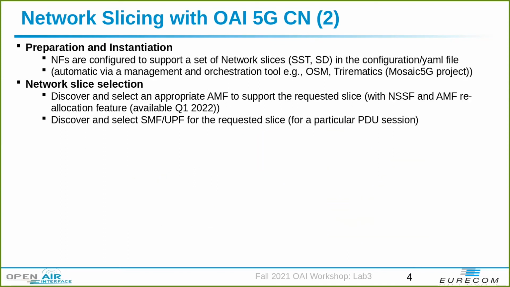So let me briefly explain how the OAI core network supports network slicing from a practical point of view. The first step is to design the network by configuring the network functions with the corresponding parameters. In this lab, we will provide you the predefined YAML file. Then you can use Docker Compose to instantiate the network manually, or use a management orchestrator such as Open Source MANO or Juju to instantiate and onboard the network functions.